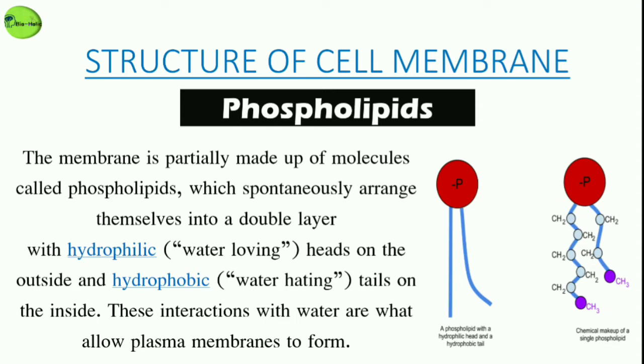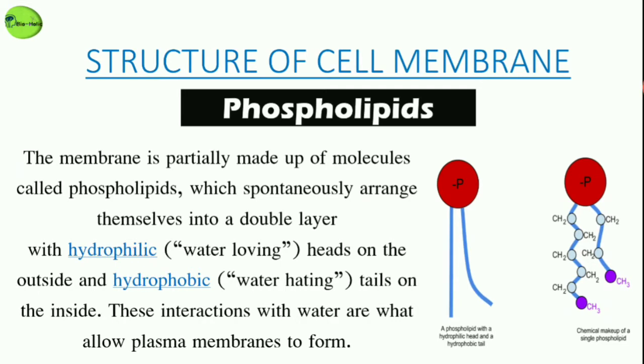A phospholipid molecule is composed of glycerol, a 3-carbon compound with 2 fatty acids joined to 2 carbons and a phosphorylated alcohol molecule. So it says that the membrane is partially made up of molecules called phospholipids, which spontaneously arrange themselves into a bilayer with hydrophilic heads on the outside and the hydrophobic tails on the inside. These interactions with water are what allow plasma membranes to form.